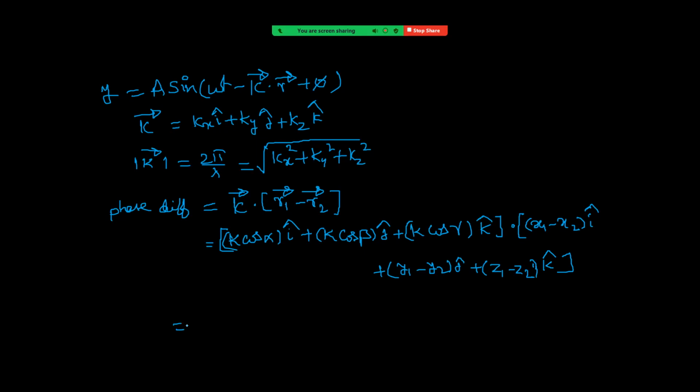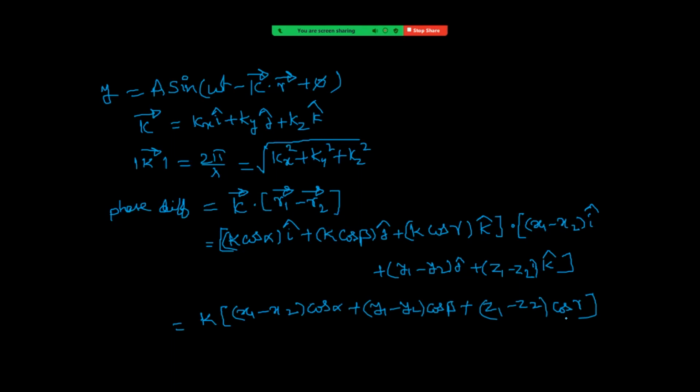Now see after calculation what we get. I'm taking k outside, so take k outside. Remaining is (x1 minus x2) into cos alpha, because i cap dot i cap is 1, right? Next, (y1 minus y2) into cos beta plus (z1 minus z2) into cos gamma, right? That is now the final result.